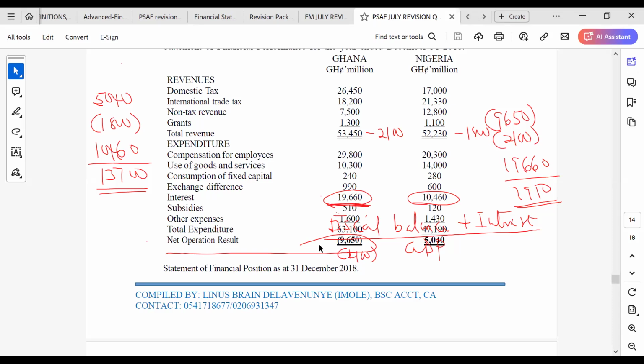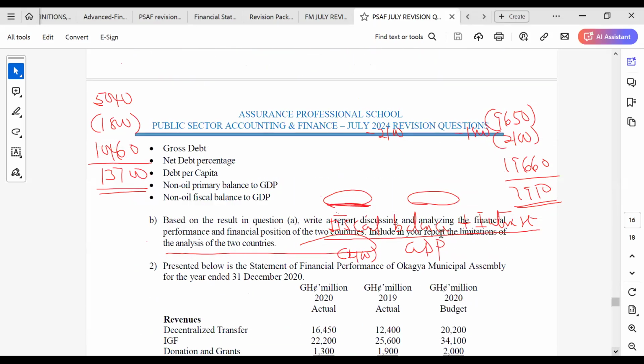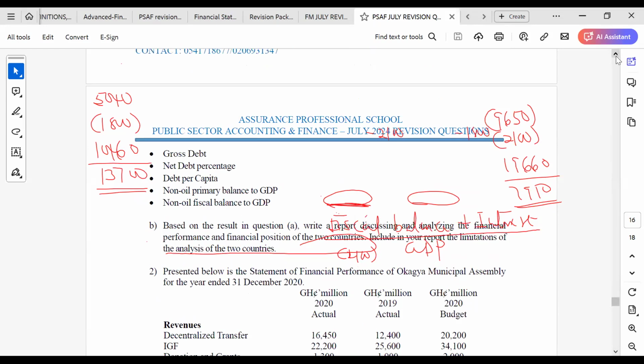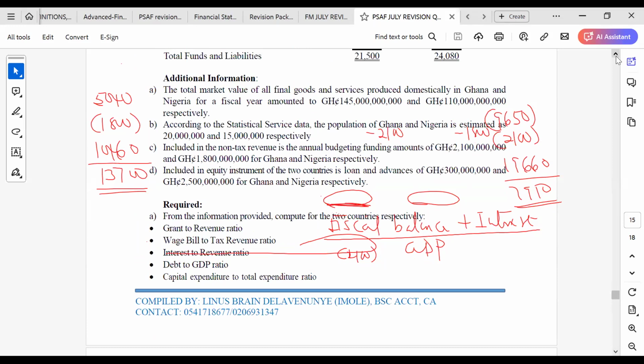Okay. So let's calculate these figures by the GDP. You might not be seeing this, but anything can happen, so we just have to include the possible ratios and move on. Their gross domestic product for Ghana is 145,000. Please, the formula you quoted, the fiscal balance plus the interest over GDP, does that mean you will not multiply it by 100? You multiply by 100, yes. Okay. Thank you.